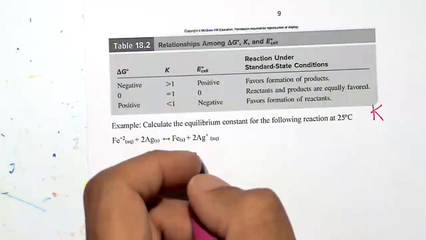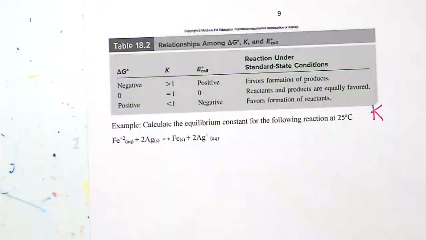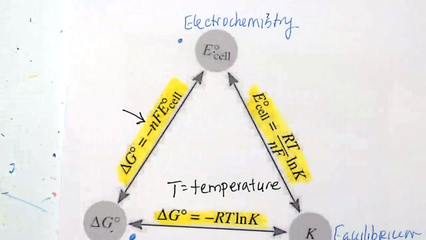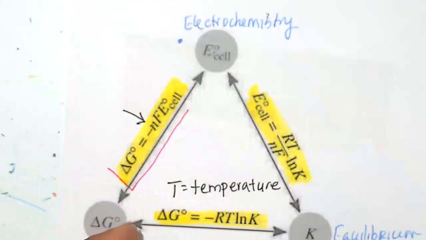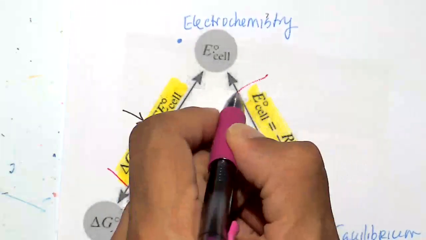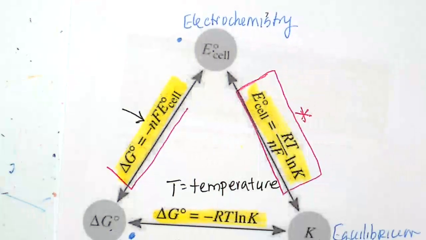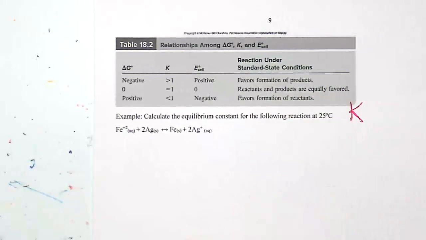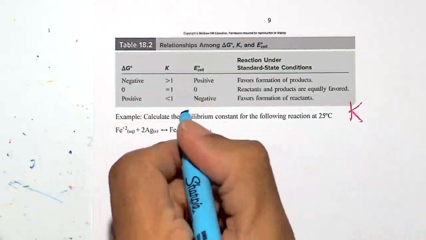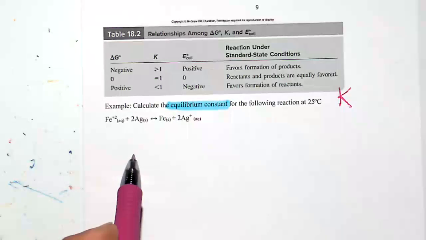So which equation shall we use? Of these three equations, I think I'm going to use this one. I'll tell you why. Calculate the equilibrium constant. I'm going to use this equation. All right, so we want K here, which is the equilibrium constant. The first thing I'm going to do is figure out the voltage associated with this reaction.